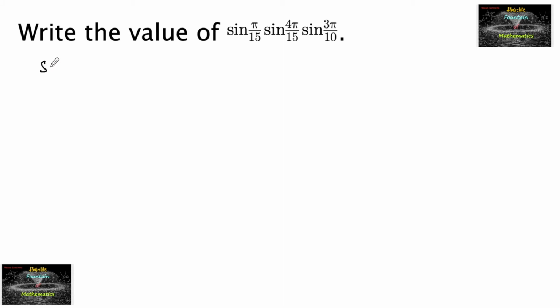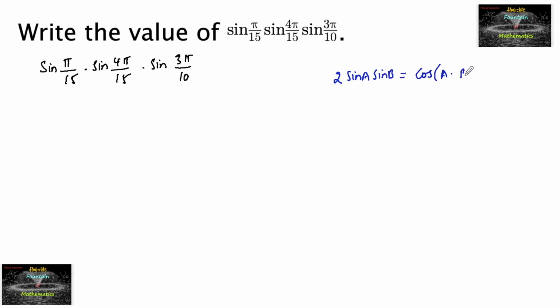Write the value of sin pi by 15 into sin 4 pi by 15 into sin 3 pi by 10. Since we know that 2 sin A sin B is equal to cos of (A minus B) minus cos of (A plus B), let us multiply and divide by 2. So 1 by 2 times 2 sin 4 pi by 15 into sin pi by 15 into sin 3 pi by 10.